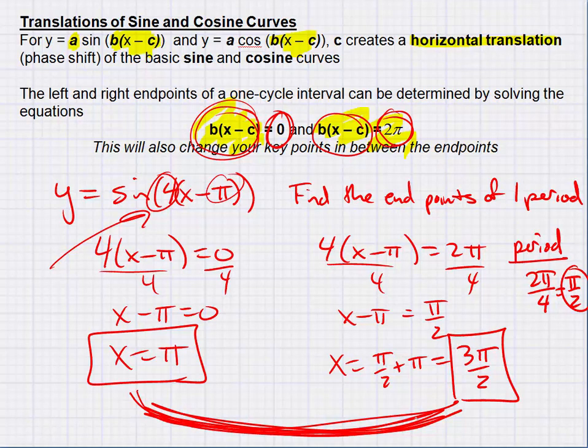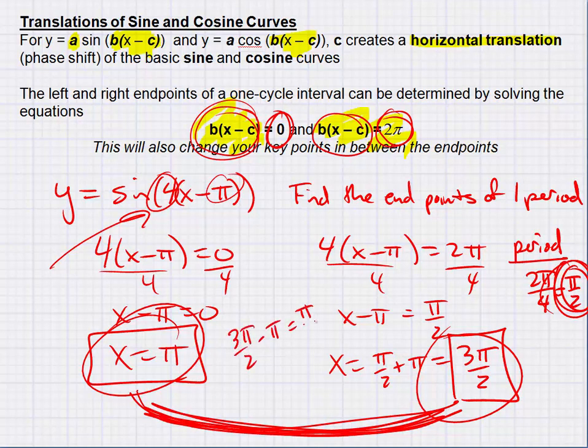Well, you find the distance between any two numbers on a number line by subtracting them. So if I want to check to see if these numbers are right, if I know what the period's supposed to be, then I can check by subtracting them and getting that period. So if I do 3 pi over 2 minus pi, I should get pi halves. This endpoint minus this endpoint should give me the period. And it does. Okay, 3 pi halves minus pi does give you pi halves. So this is what I'm talking about.